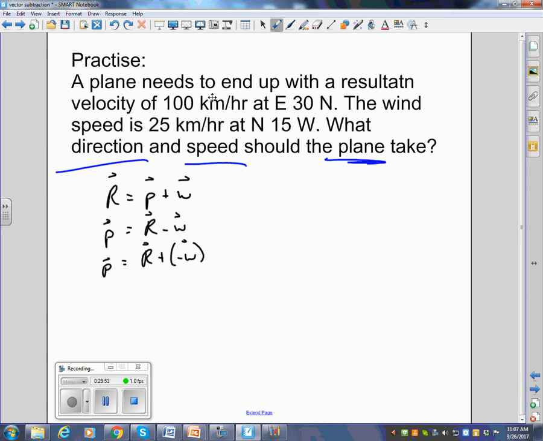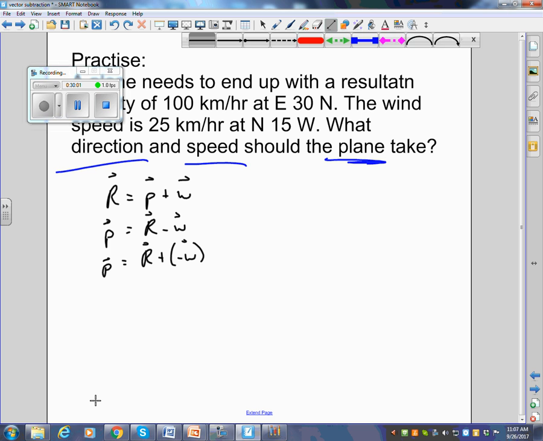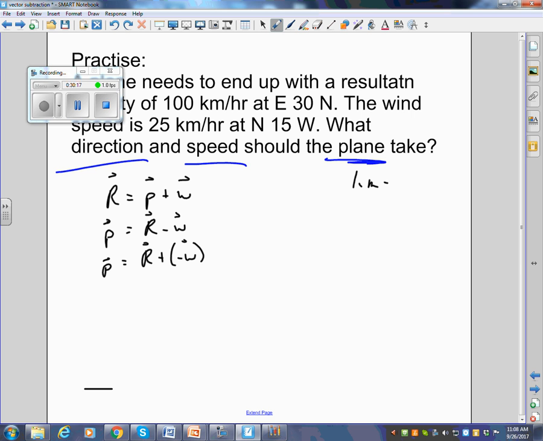Okay, so the resultant velocity is 100 at east 30 north. East 30 north is to the right and up. So I'm going to draw a little reference line. Oh, I need myself a scale, don't I? How come I have to do this by scale drawing? Because it's not a right triangle. So I need a scale, like 1 centimeter equals something. I need 100, I need 25. Put 10, okay? 10 kilometers per hour.